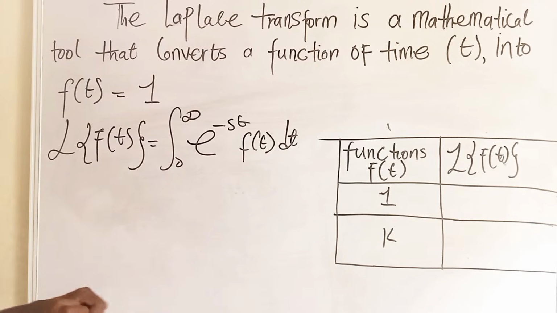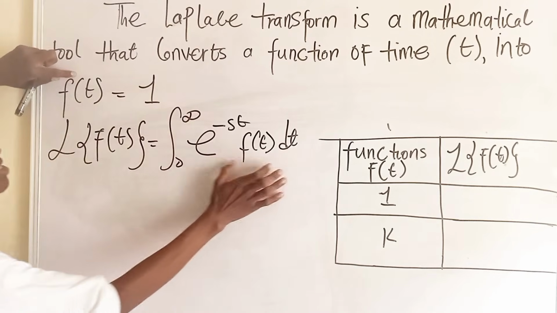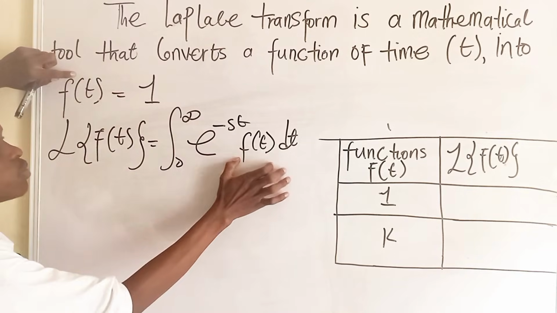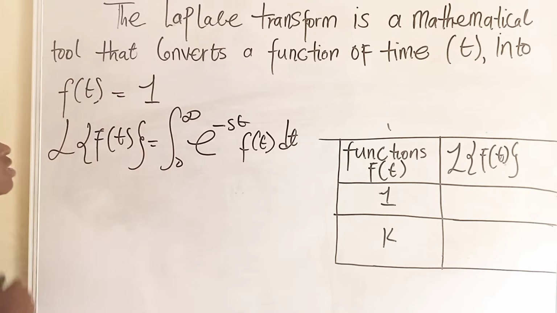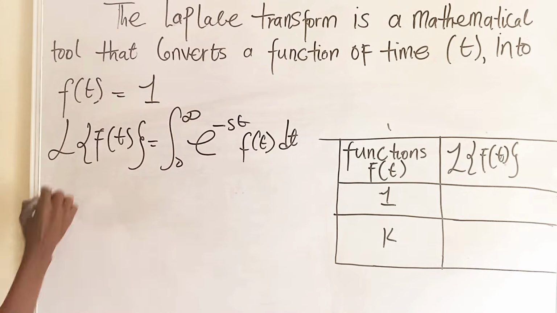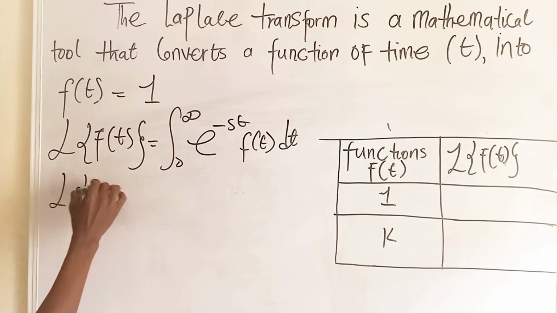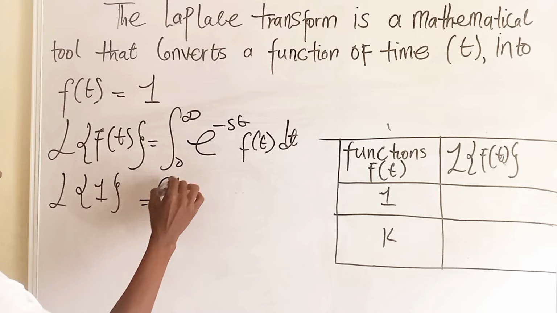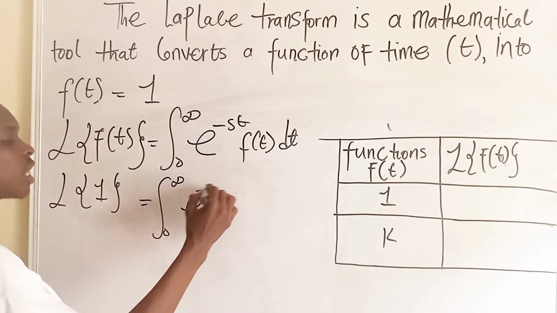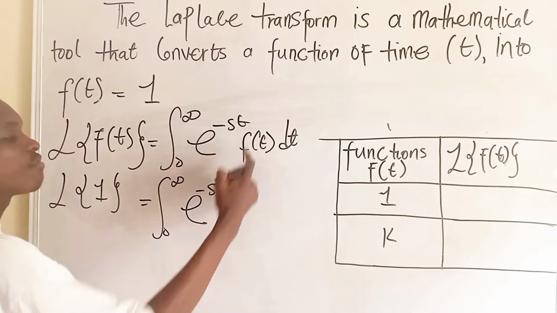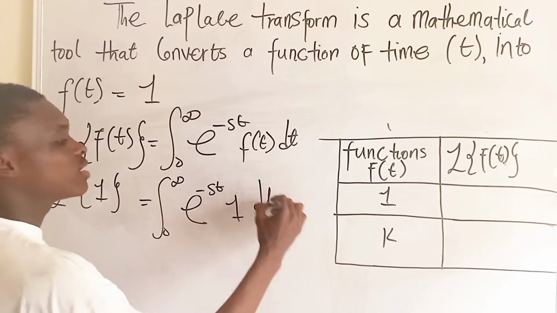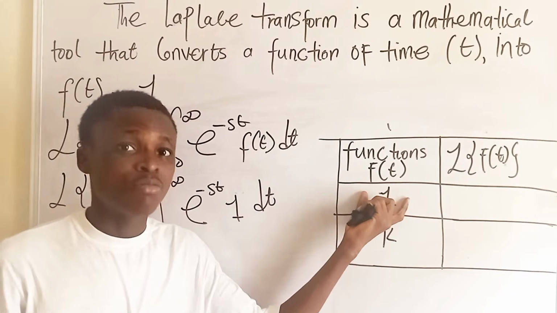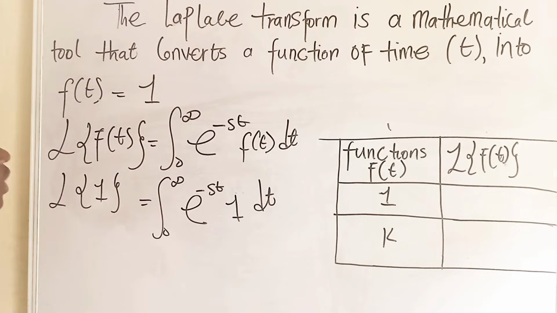What this means is that whenever we see f of t, we put in the function that we are given. Whenever we see this f of t, we put 1 into this integral. So the Laplace transform of 1 equals the integral from 0 to infinity of exponential negative st times 1 dt. Please remember we are looking for the Laplace transform of 1. So what are we doing next?